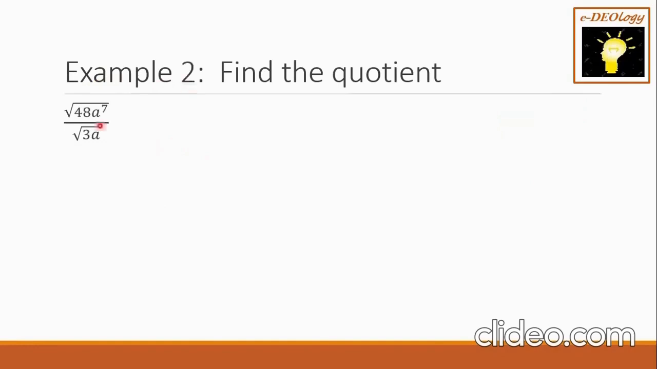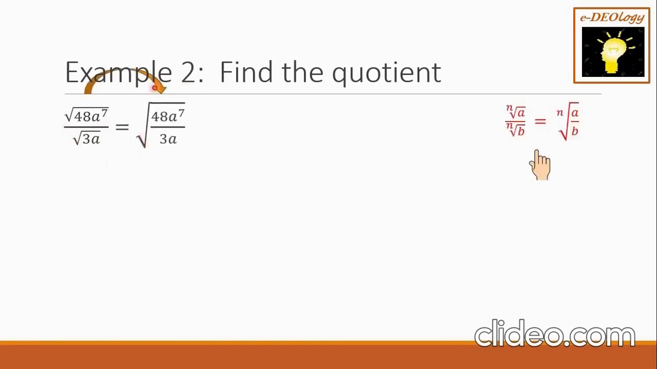Let's have example 2. The square root of 48a raised to 7 divided by the square root of 3a. This is equal to the big square root, and the fraction inside is 48a raised to 7 over 3a. So we apply now the quotient property here. Next, inside the radical, we're going to group the coefficients and we're going to group the variable a respectively. We're going to simplify the 48 divided by 3. We will get 16. And the a raised to 7 divided by a, we can cancel that a in the denominator. We cancel the exponent 7. Then this will now be exponent 6. So in here, the answer will be the square root of 16 a raised to 6.